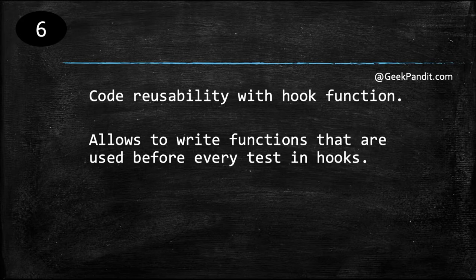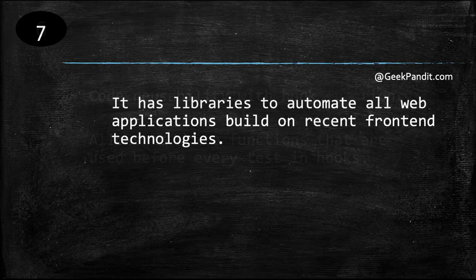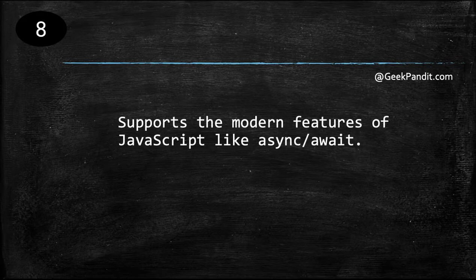Code reusability with hook functions. It allows you to write functions that are used before every test in hooks, so you can write the repetitive test steps in the hooks. It has libraries to automate all web applications built on recent front-end technologies such as React and AngularJS. It also supports modern features of JavaScript like async await.